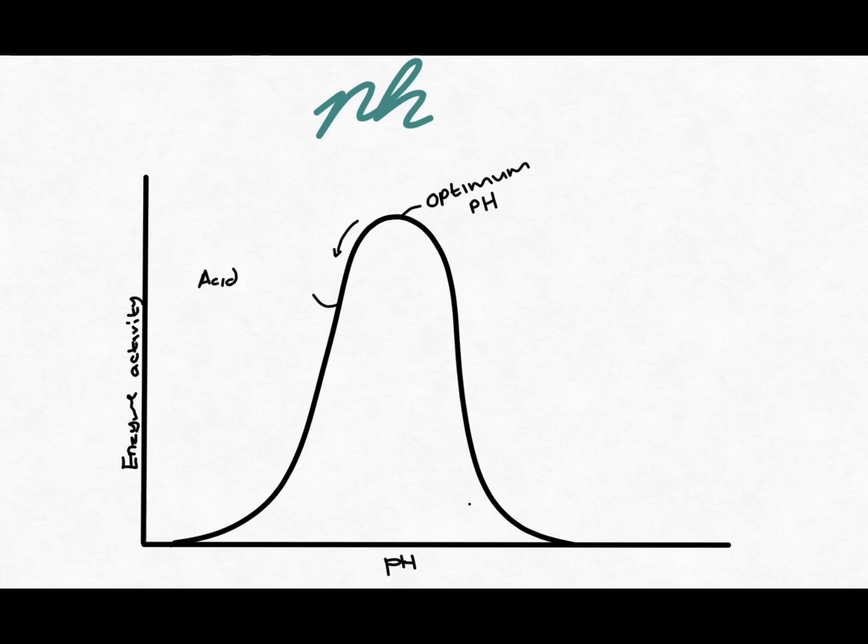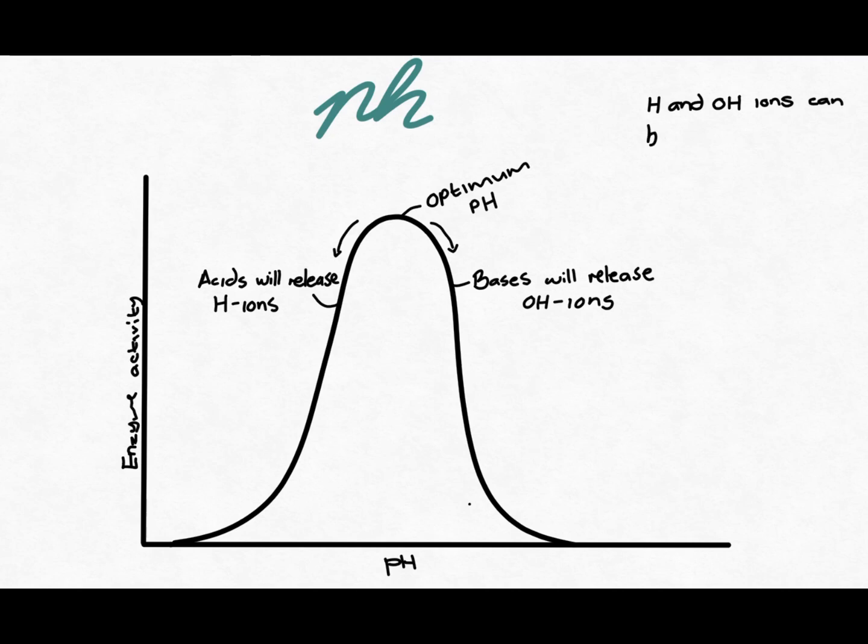Now, when the pH deviates slightly from the optimum pH, the acids will release hydrogen ions and the bases will release hydroxide ions. These hydrogen and hydroxide ions can break the hydrogen and ionic bonds in enzymes by bonding with them. This means that the shape of the enzyme active site will slightly distort. This is a reversible change and can be put back together.